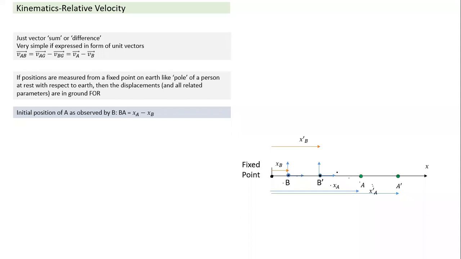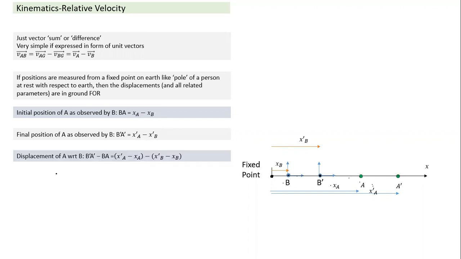The final position vector is this distance, the positive distance. What is this distance equal to? Xa prime minus xb prime. That's the final position. And what is the displacement of A as seen by B? The final position vector minus the initial position vector. If I subtract this from this, I get my displacement, which is in the frame of reference of B. So this difference can be written like this, because there's an advantage of writing it this way.